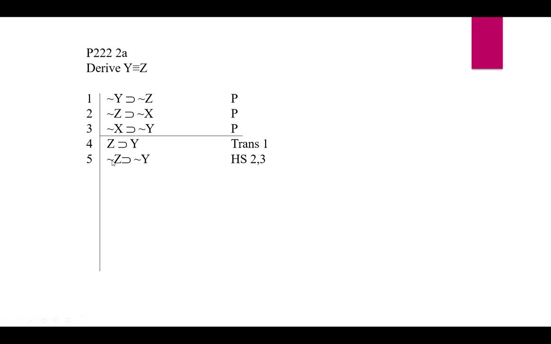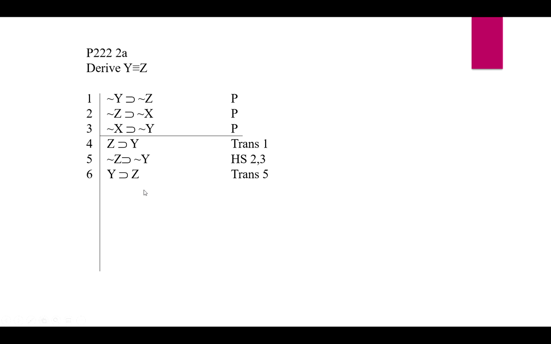So we can get if the negation of Z, then the negation of Y by hypothetical syllogism from 2 and 3. Because we have this same matching part, right, from the consequent of 2 to the antecedent of 3, we can create this new material conditional that cuts out that middle part. So now that we have these with the negations, right, we can do the same thing again. We can use transposition and flip them around. So now we have if Y then Z.